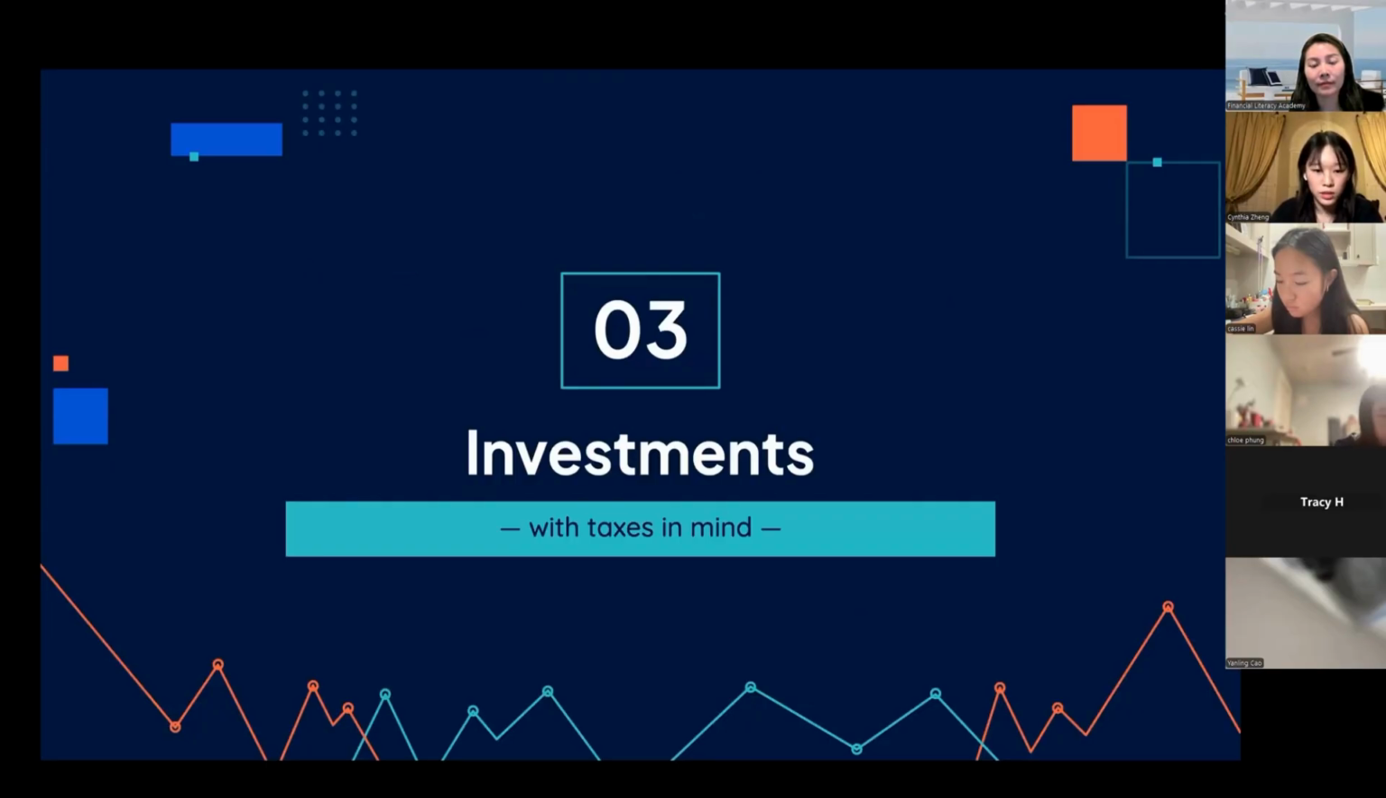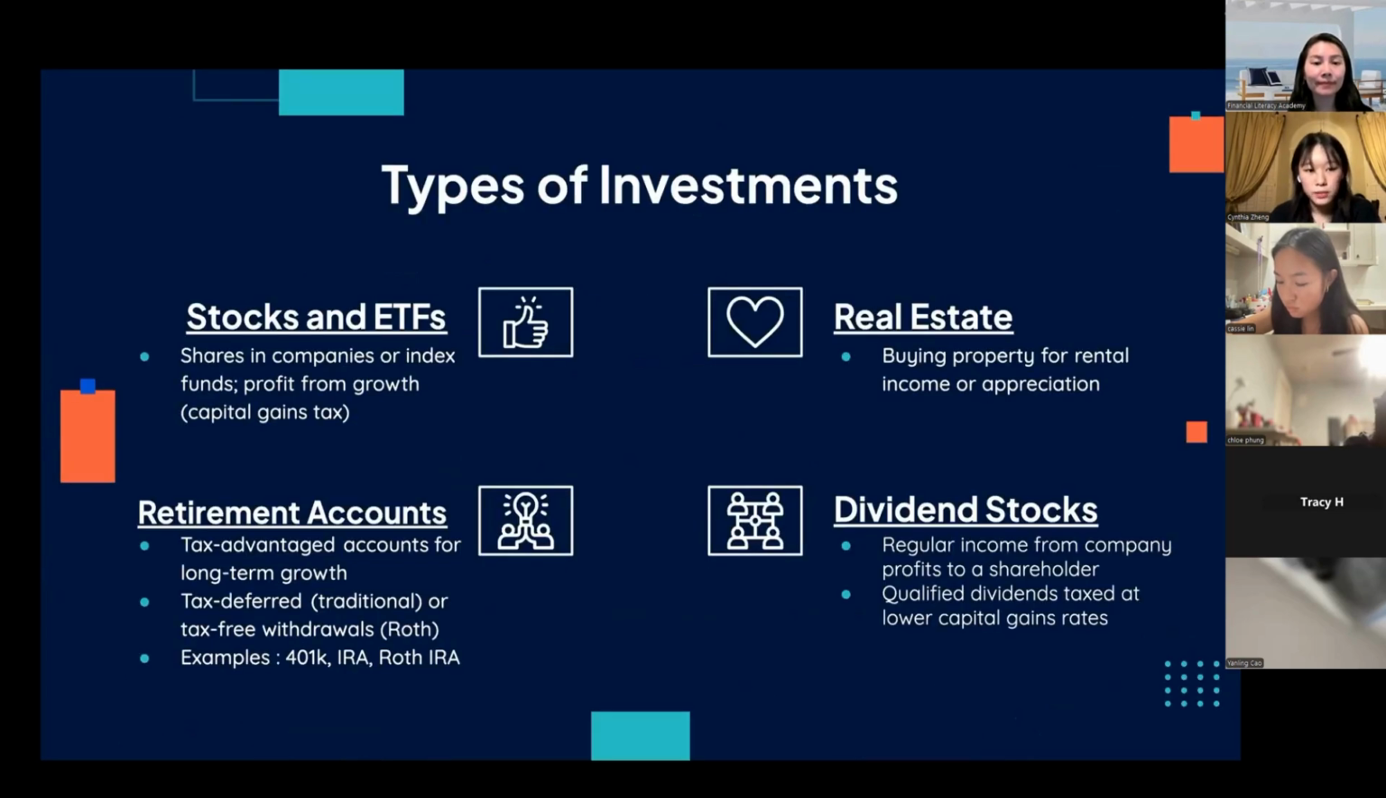The third topic, with taxes in mind, we have investments. So starting off with types of investments, we have stocks and ETFs. This is shares in a company or index fund, and people profit from the growth of a company, which results in an increase in stock price. There is a capital gains tax on this, however.